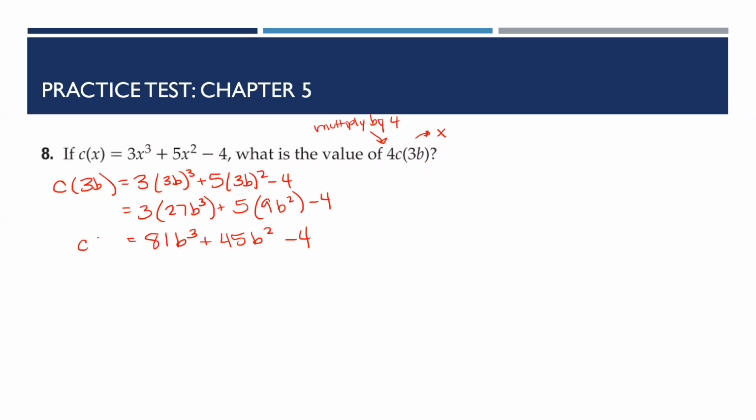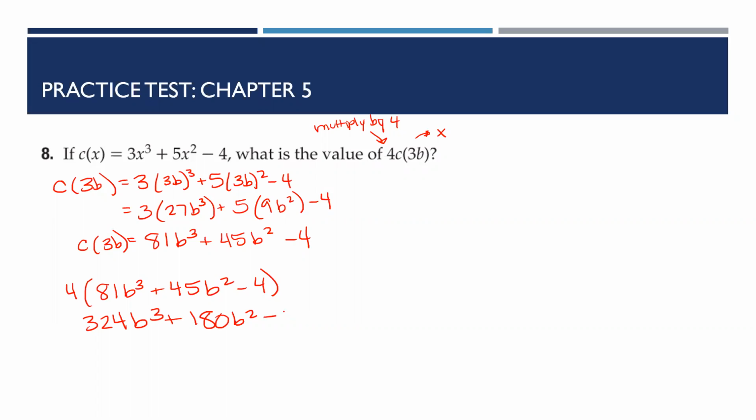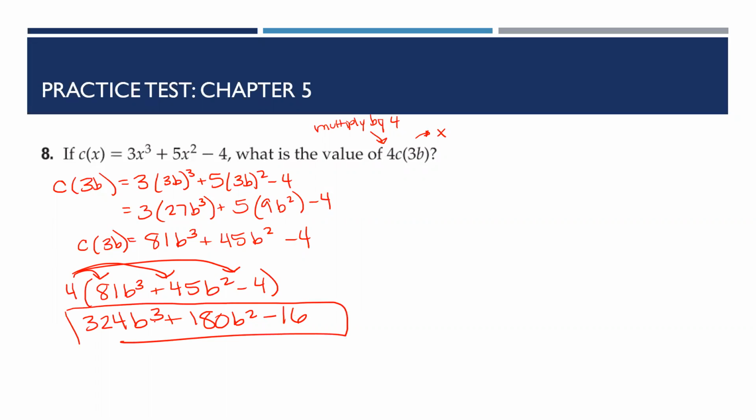Okay, now I did this part. This is C of 3b, but now it wants to multiply 4 times whatever C was. So now I have to multiply everything by 4. So this was 81b cubed plus 45b squared minus 4. Okay, so then I end up with 324b cubed plus 180b squared minus 16. So you have to distribute that to each of the terms. Okay, and this is my final answer.